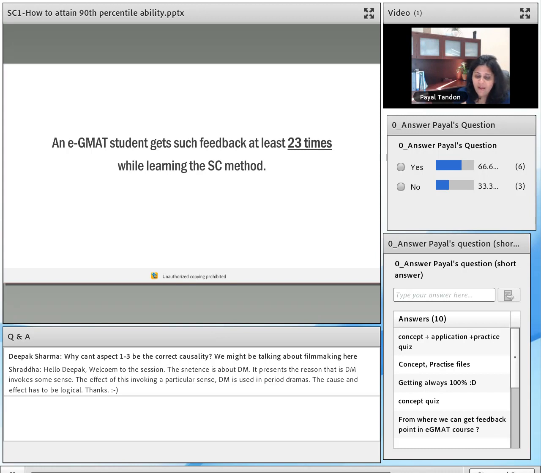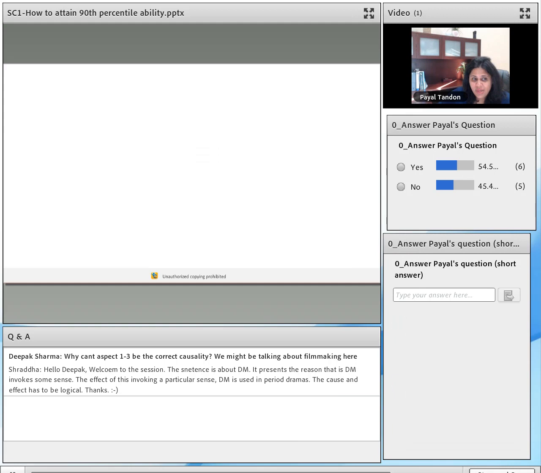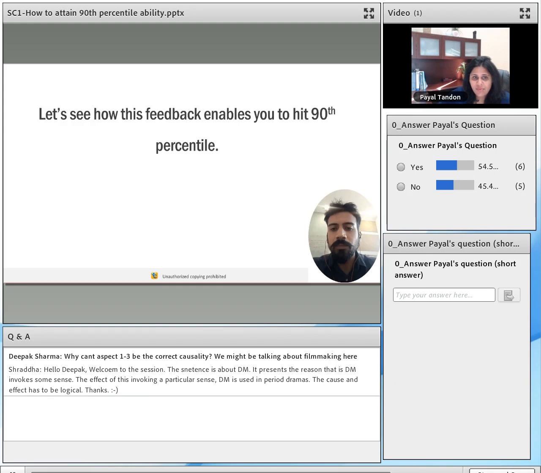For example, pronoun, there are five or six different concepts. The pronoun file teaches you three of those. Then the pronoun article teaches you another three of those. Okay, so that is what you get through the feedback points. Now, an e-GMAT student gets feedback on application 23 times. Now I want to tell you how to utilize that feedback.